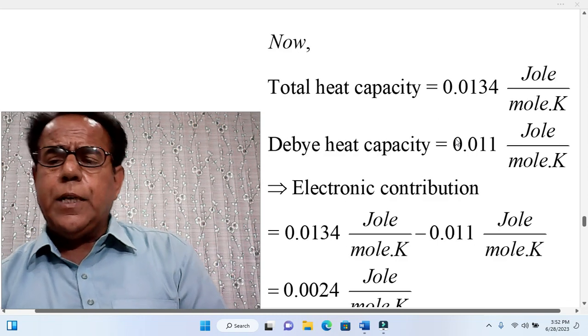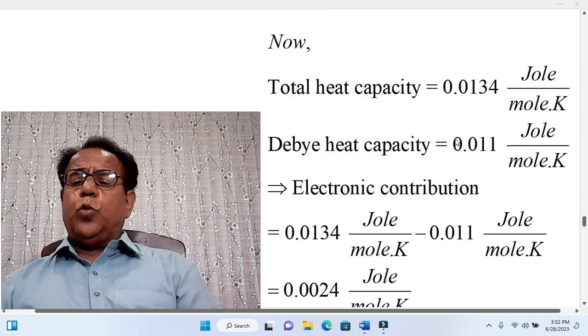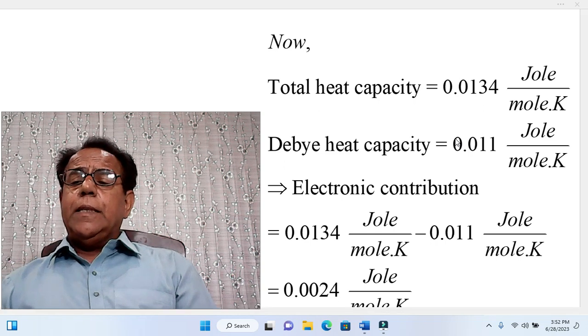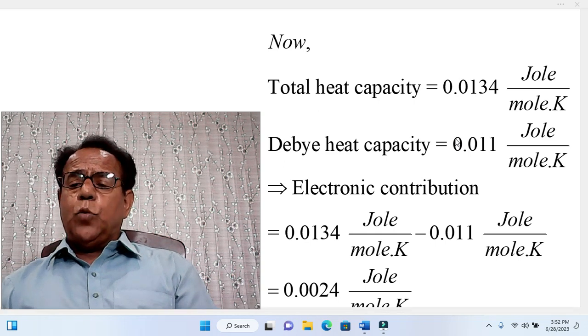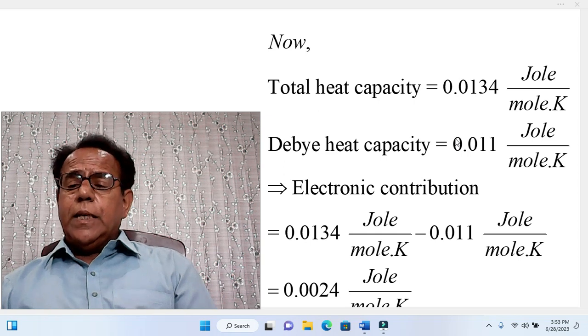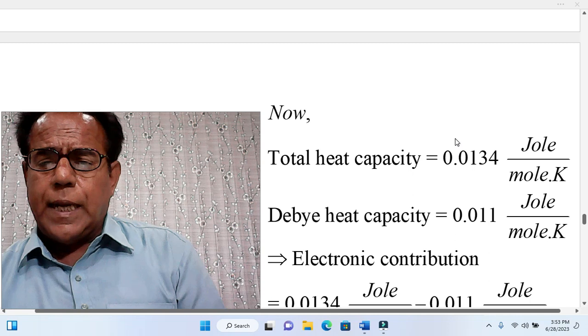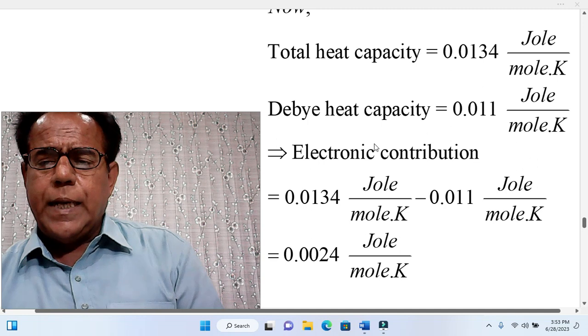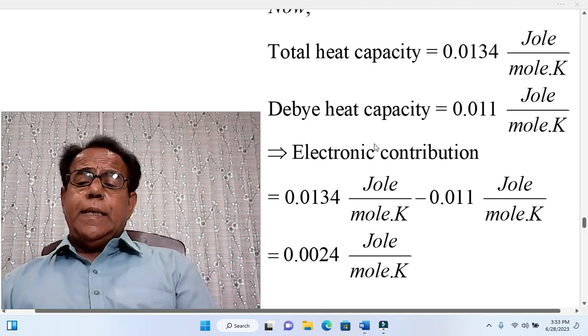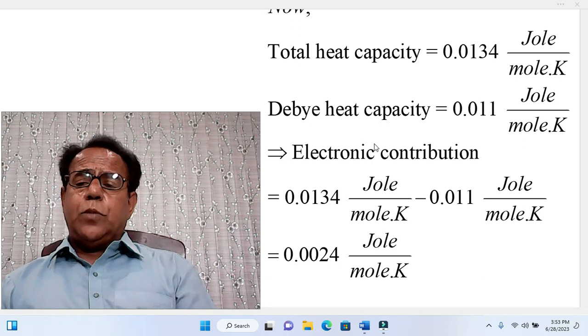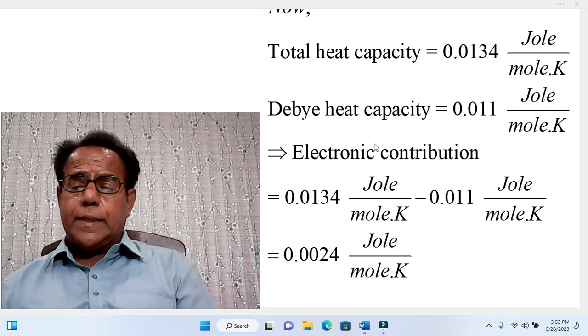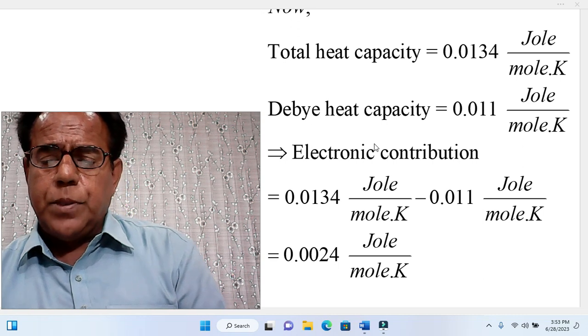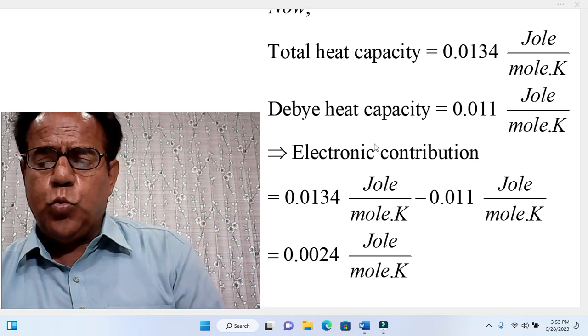Now total heat capacity is equal to 0.0134 joule per mole Kelvin. This is given in the statement. Debye heat capacity is 0.011 joule per mole Kelvin, which we have calculated a slide earlier. This implies that the electronic contribution becomes equal to this minus this: 0.0135 joule per mole Kelvin minus 0.011 joule per mole Kelvin, and hence the electronic contribution becomes 0.0024 joule per mole Kelvin.